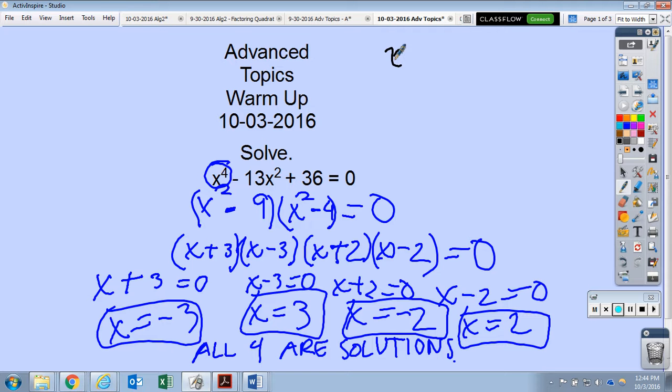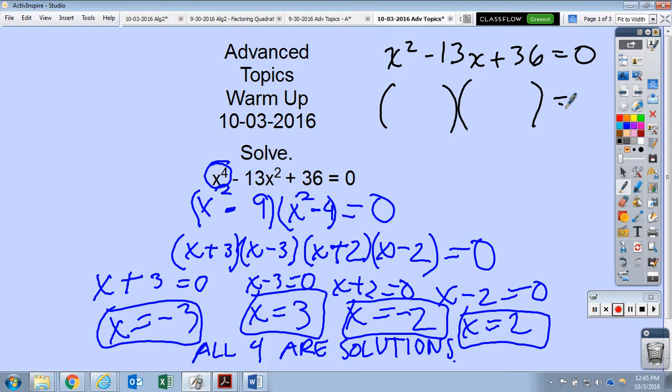So let's say you had x squared minus 13x plus 36 equals 0. Notice this looks a lot like the one that we had started with, but now it's just a quadratic. So it's the same thinking. It's saying, okay, what multiplies to 36 but adds to negative 13? And that is 9 and 4. Or sorry, negative 9 and negative 4. So you would only have the solutions x equals 4 and x equals 9.